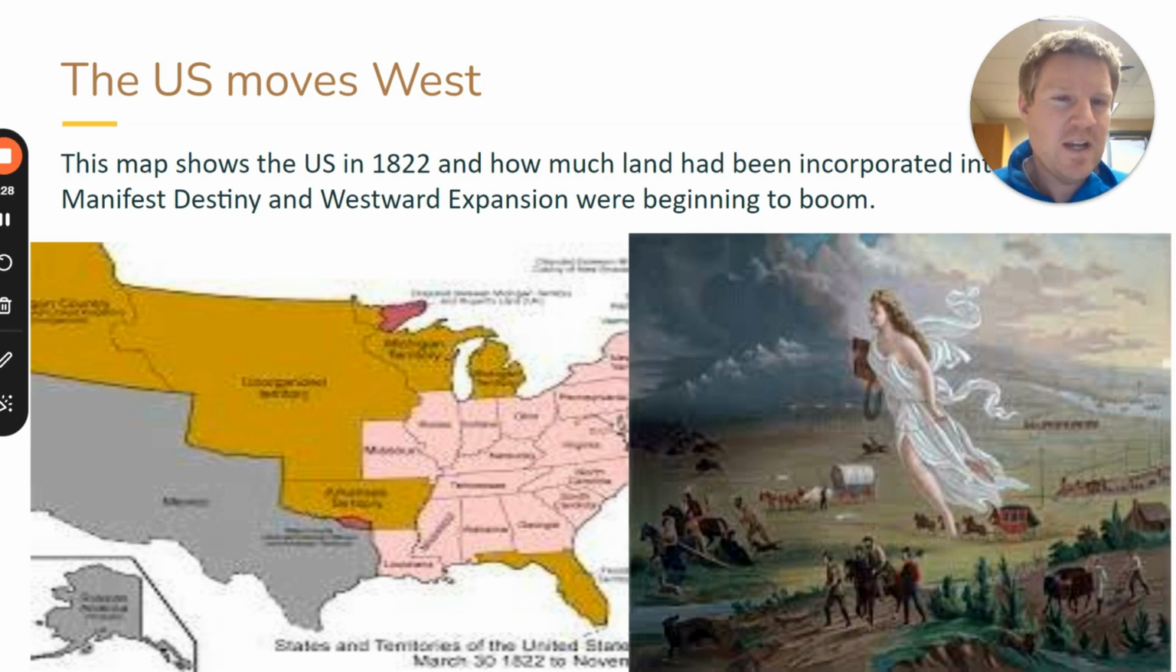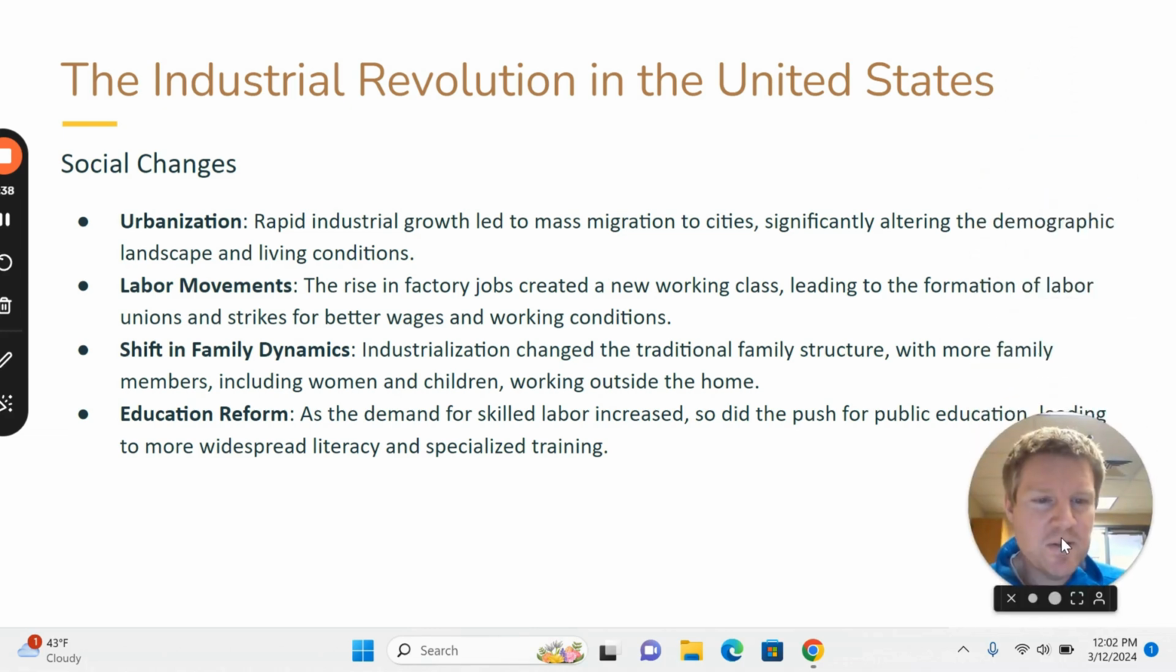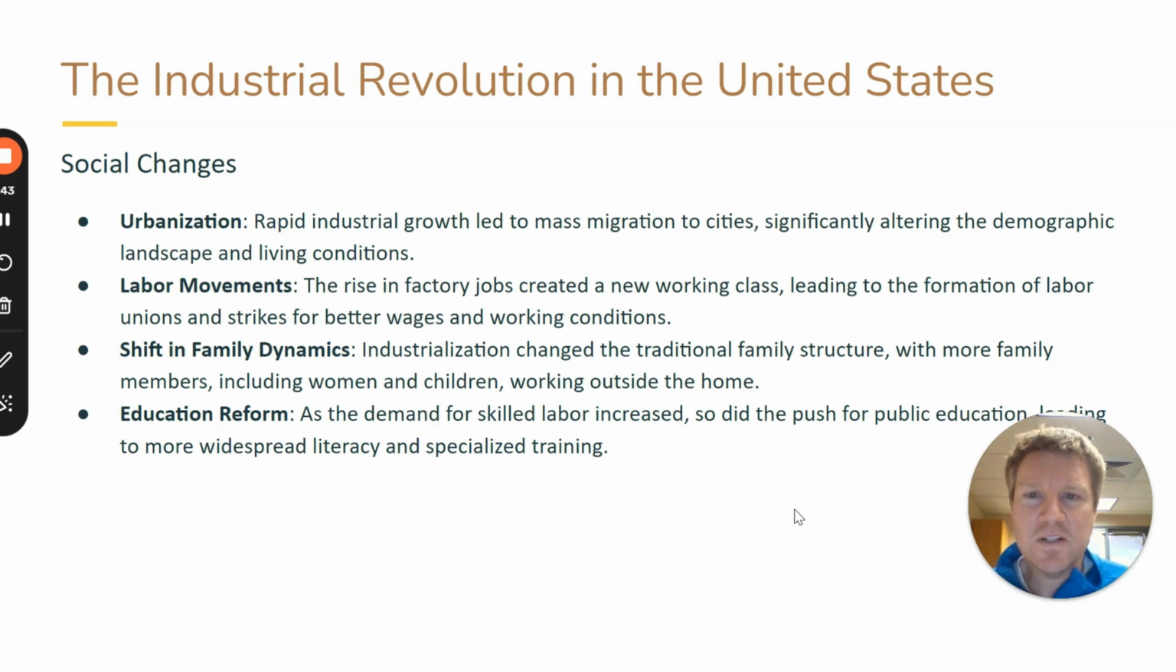And it's really promoting the idea of manifest destiny and westward expansion. So some of the social changes that are occurring at this time, as people are beginning to head west and become more industrialized, is urbanization. There's the rapid industrial growth that led to the migration to cities, alters the demographics, landscape, and living conditions of the Americans in these places. More crowded, less sanitation, better access to resources because of centralized location.